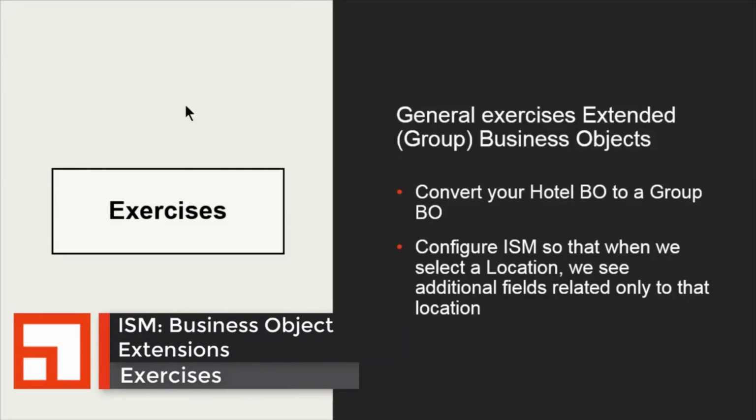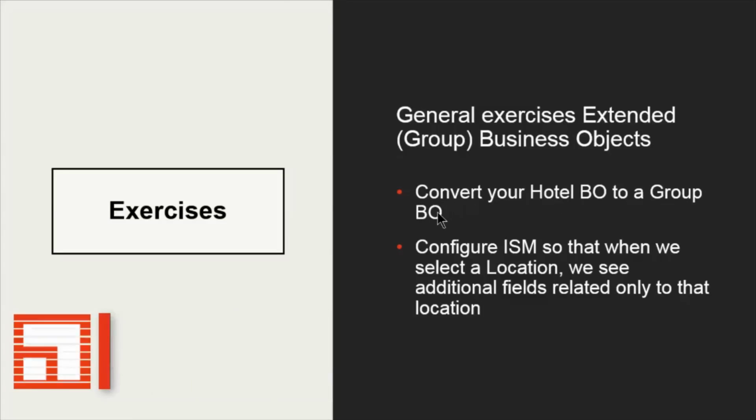Okay, we've put a couple of exercises together for you. The first one: convert your hotel business object to a group business object. Remember what we did is we went to that main business object, and down towards the bottom you'll see Convert to Group. When you convert it to group, it's going to take the name of your business object, mine was Ivanti Towers or something like that, and then it adds the word type to the bottom of it, and it adds it to your field list. And so that's how it links to your extended business objects.